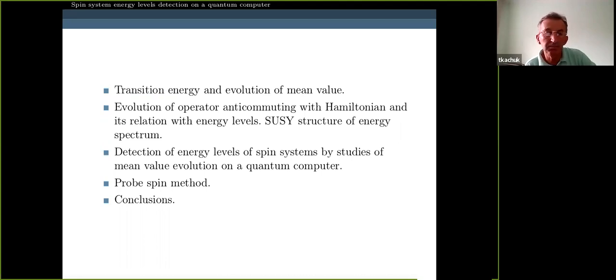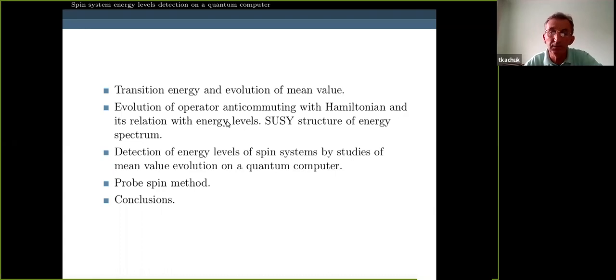First of all, I will say the main idea of calculating energy levels using quantum computers. Of course, we cannot directly find energy levels, but we can find the evolution of some mean values, some physical quantity, using a quantum computer. As a result, we have the time dependence of this mean value. You understand that this time dependence depends on the frequencies, or energy levels, of the quantum system. So the idea is to find the energy levels using the evolution of the mean value. This is the main idea of this research.